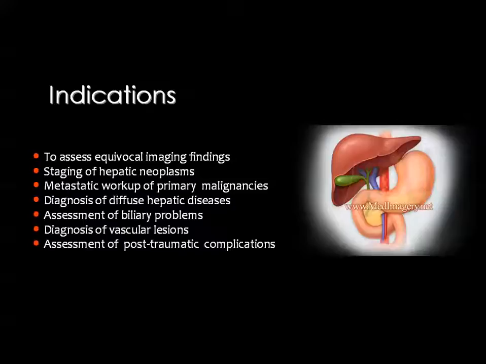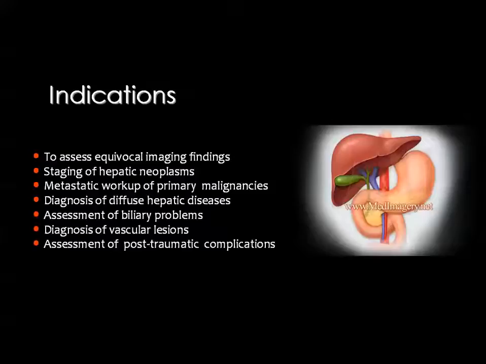And as you all know, one of the major indications is to assess an equivocal imaging finding. And the usual scenario is that a patient had a previous abdominal ultrasound, and the report came that there is something, and we would like to verify this something by another investigation, which in most of the cases will be the CT scan.